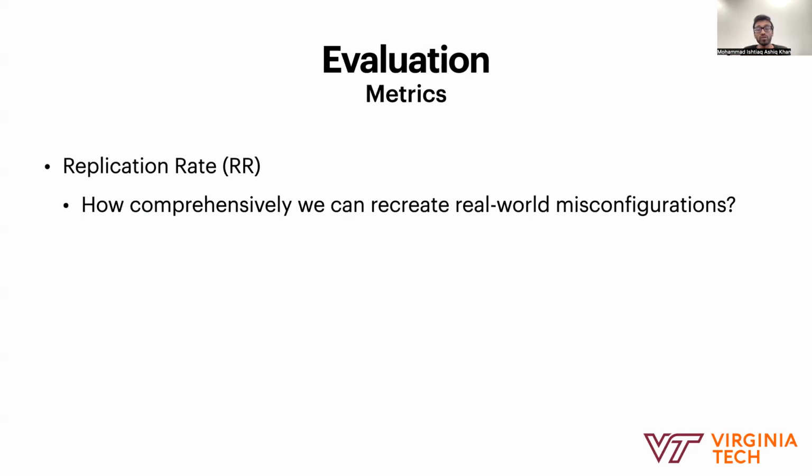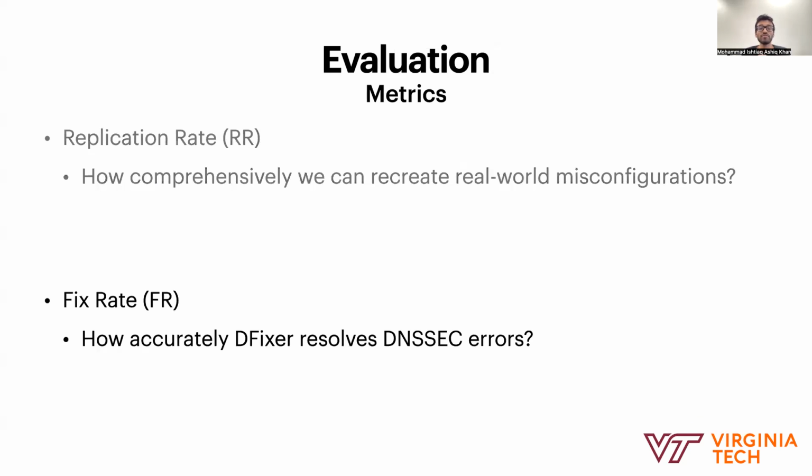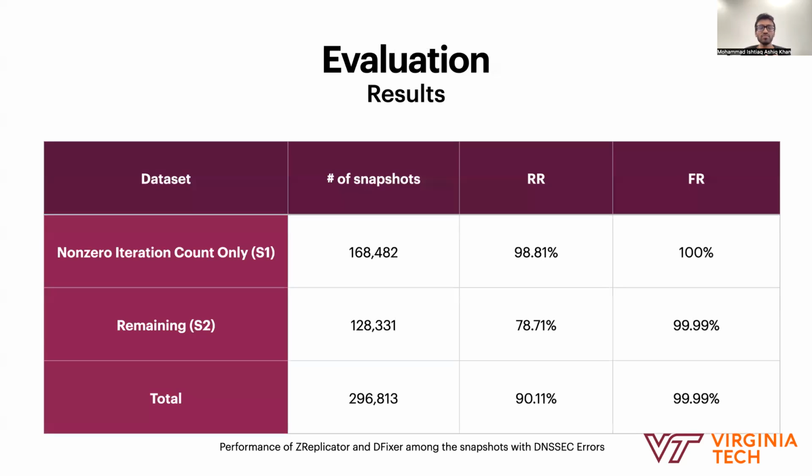Okay, we want to evaluate DFixer, but we also want to evaluate our zReplicator tool as well. To do that, we have come up with 2 metrics. One is the replication rate, which identifies how comprehensively we can recreate real-world misconfigurations. And then we have the fix rate, which outlines how accurately DFixer resolves DNSSEC errors. And this is the result.